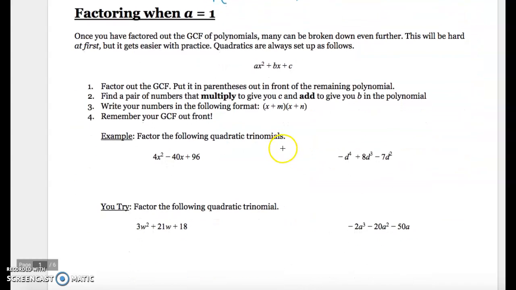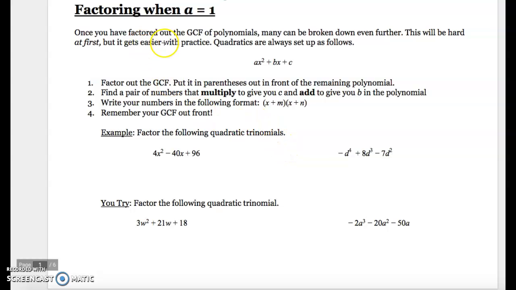All right. So now, because we've factored out the GCF of the polynomials, we can break them down even further. It tends to be a little hard at first, but it gets easier with practice. So quadratics, we want to always set up as the following, especially if it has 3 terms, but even if it has 2 terms, you want it to go from the highest degree to the lowest. So you want your x squareds to go first, then any regular x's you have, then any constants, okay?